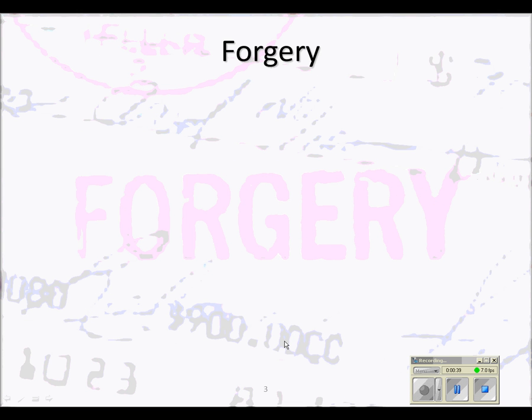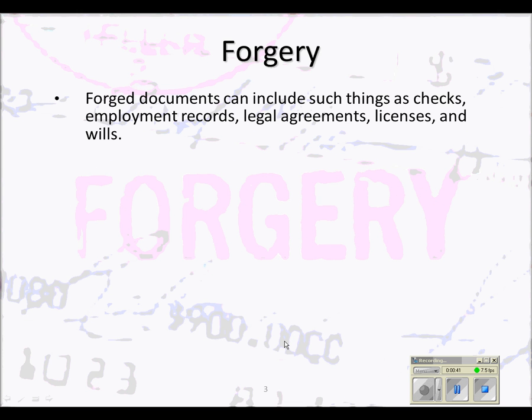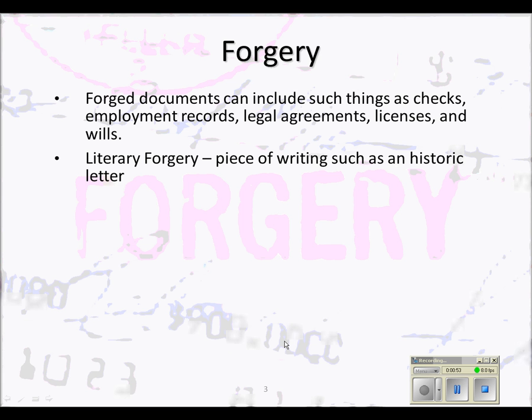We'll first start with forgery. And typically, forged documents include things like checks, employment records, legal agreements, licenses, wills, and something that has a personal nature to it. Whereas a literary forgery is a piece of writing, such as a historic letter, like the Bixby letter, from what was thought to be from Lincoln.